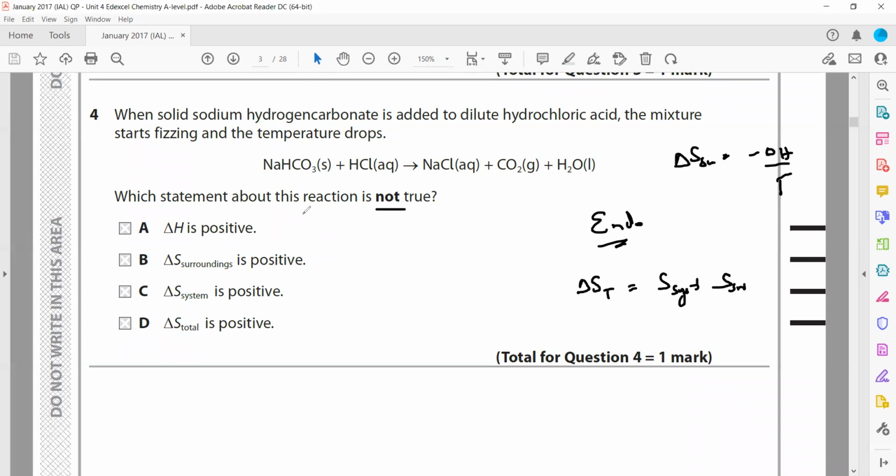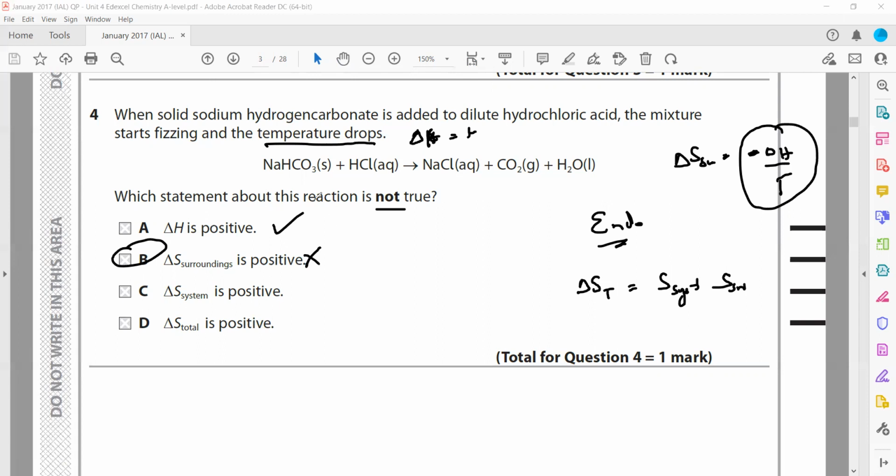Which statement about this reaction is not true? Delta H is positive. Because temperature drops, it means the reaction is endothermic, and for an endothermic reaction delta H is positive. That's true. Entropy of the surroundings will be positive? It cannot be positive because delta H is positive and the negative sign is from the formula. So overall entropy of the surroundings will be negative. So that's why B is the right answer.